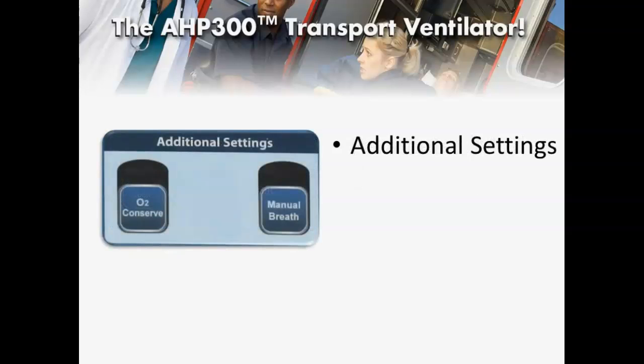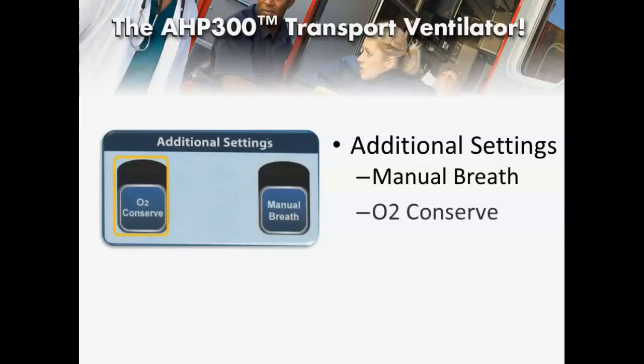In the bottom middle of the AHP300, one will find the additional settings panel. This panel contains the manual breath button and the O2 conserve button. The manual breath button, when pressed, will deliver an additional breath using the selected ventilation mode and parameters that are set on the ventilator. The O2 conserve button, when pressed, will implement the O2 conserve function, greatly reducing the amount of oxygen consumed. We will discuss this in the special features section.